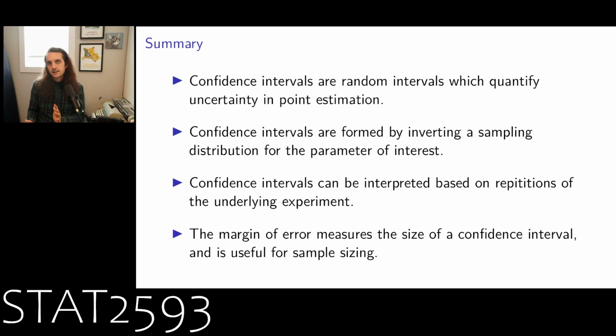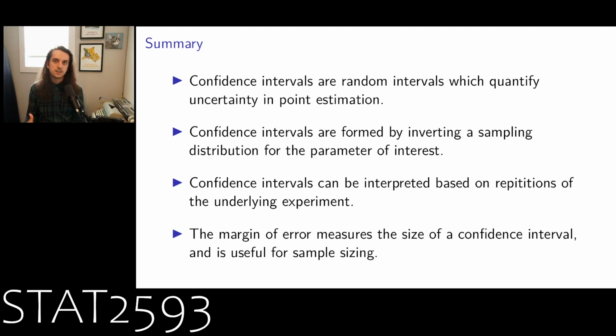So again, that was a lot of information. I'll point out that over the next few lessons, we're going to be talking about specific forms of confidence intervals, so we're going to get a chance to revisit all of these concepts over and over again. Confidence intervals are random intervals that quantify uncertainty in point estimation. They're formed by inverting the sampling distribution for the parameter of interest. They can be interpreted based on repetitions of an underlying experiment.